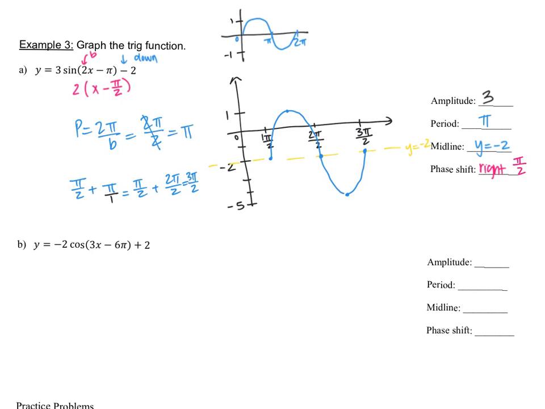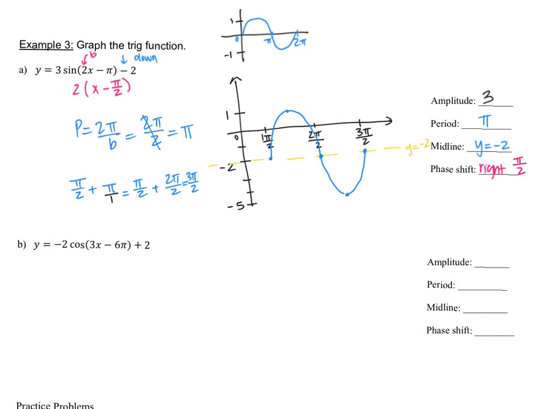So now we can see that from pi over 2 to 3 pi over 2, this is one full cycle, and that would be about 1 period long for one cycle. And it has been shifted pi over 2 to the right, and we have our graph.